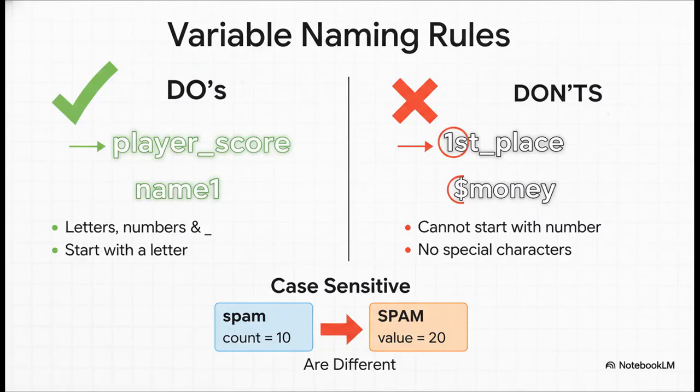Simple as that. Now, you can't just call a variable whatever you want in Python. Oh no. There are some hard and fast rules you've got to follow. It must be one single word, you can only use letters, numbers, and the underscore character, and it can never, ever start with a number. And here's a big one that catches people out. Names are case sensitive. A variable called spam in all lowercase is a completely different thing from SPAM in all caps. The computer sees them as two separate boxes.